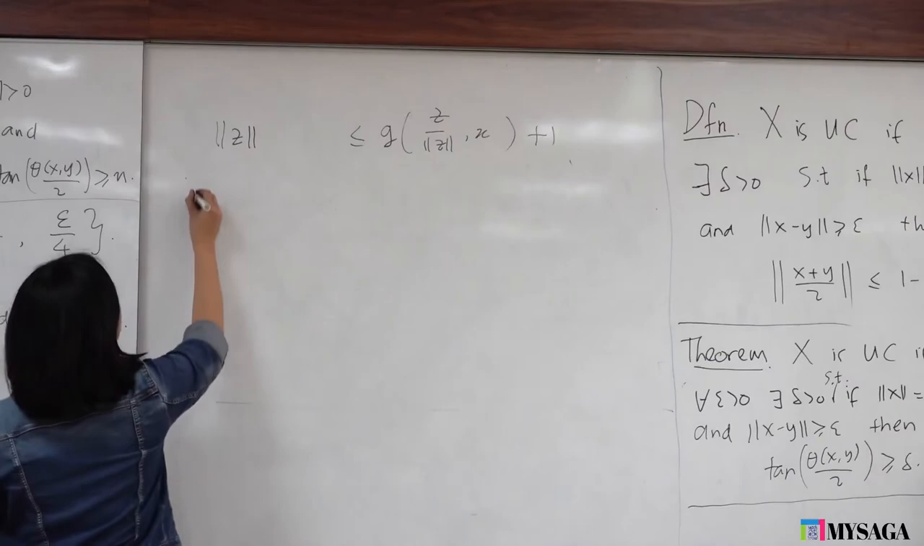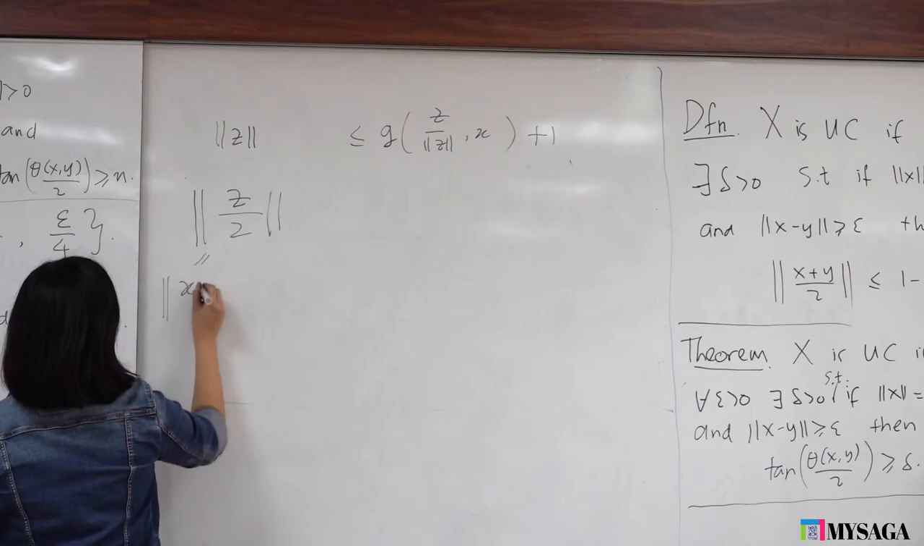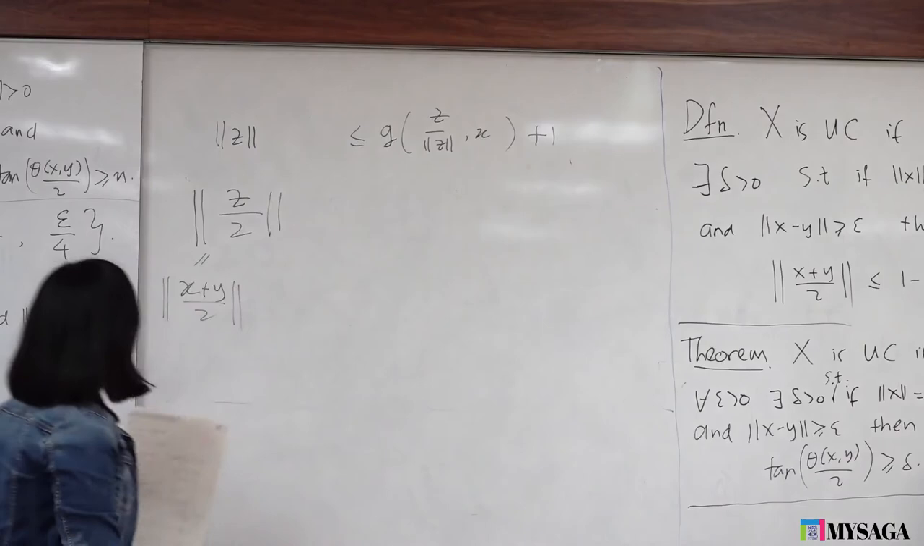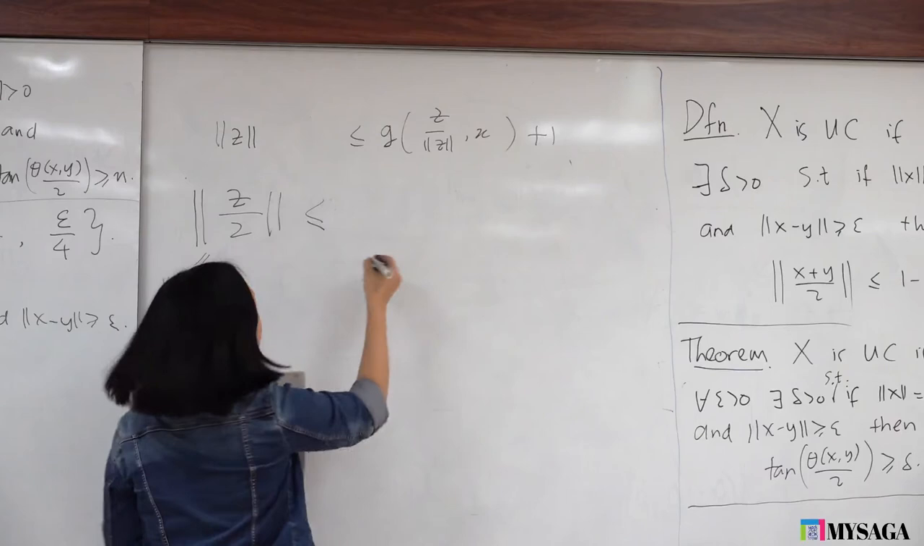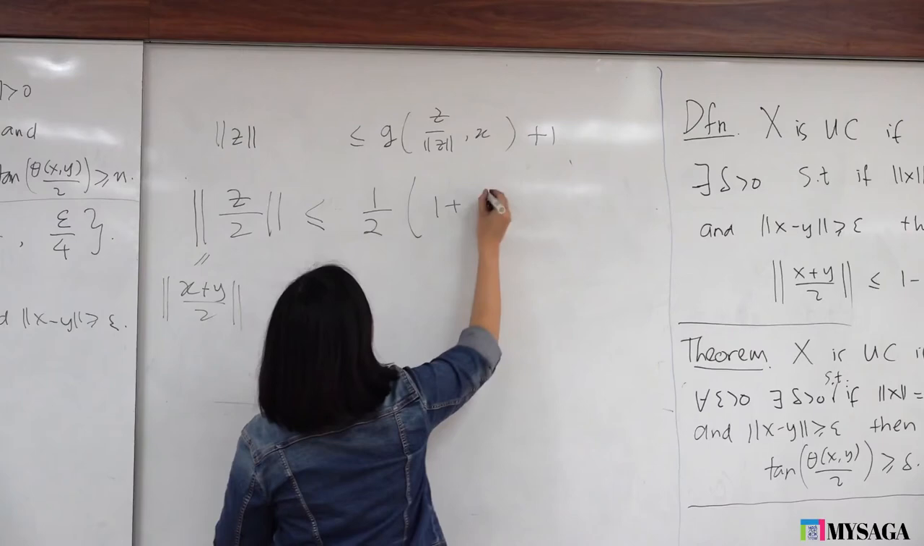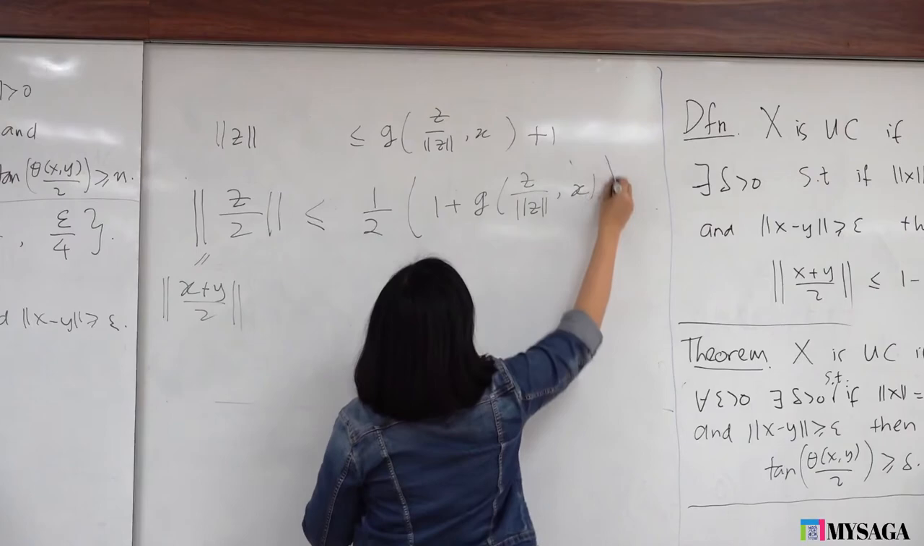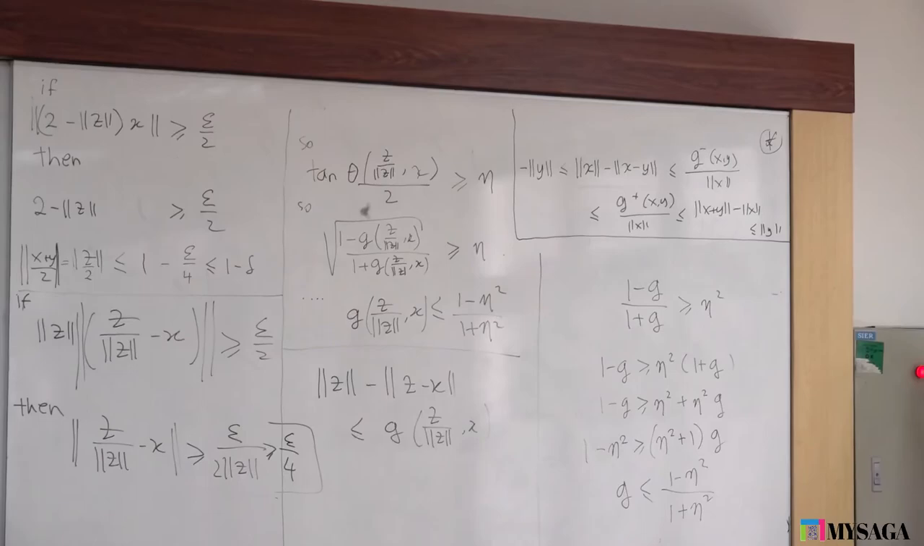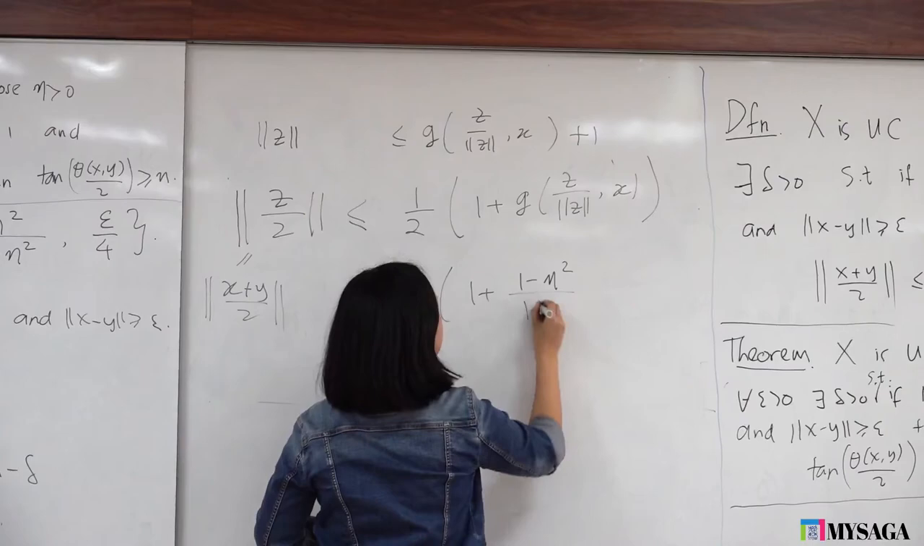Okay, now I'm looking at z over 2, which is the term that I want, because my z is x plus y, right? We want to go here. So x plus y over 2 is z over 2, is less than or equal to, well, this guy divided by 2. I'm going to write it the following way. Half times 1 plus g of z over norm of z, x, yeah? And now I'm going to use this guy. Yeah? So, less than or equal to what? 1 over 2, 1 plus 1 minus eta squared over 1 plus eta squared.